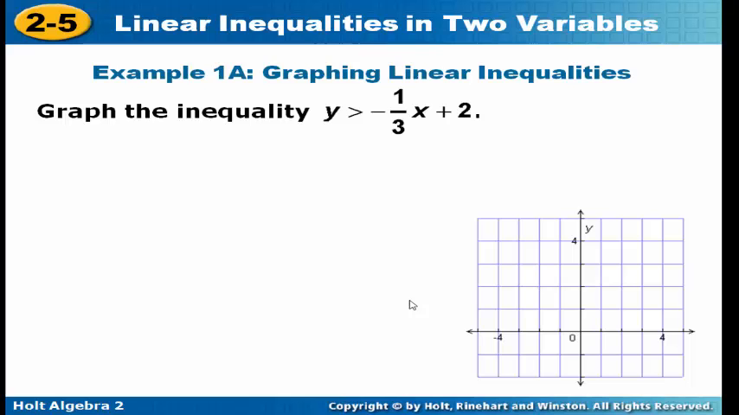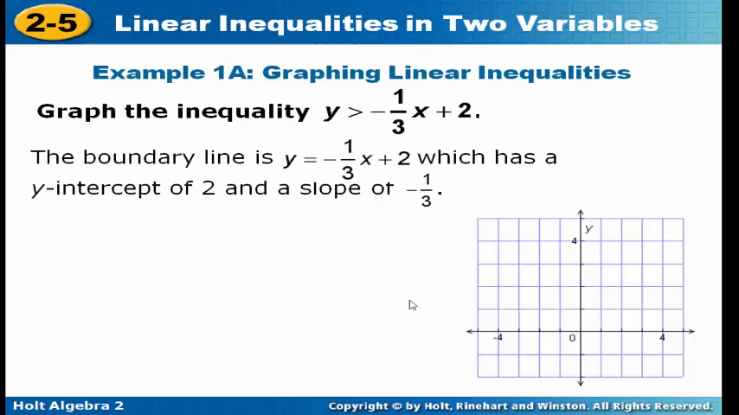Graph the inequality y greater than negative 1 over 3x plus 2. First, graph the boundary line y equals negative 1 over 3x plus 2, which has a y-intercept of 2 and slope negative 1 over 3. So first, we are going to use this inequality as if it is an equation. We can ignore this sign now, and use y equals negative 1 over 3x plus 2. We can draw this line by using the method of the previous lesson.